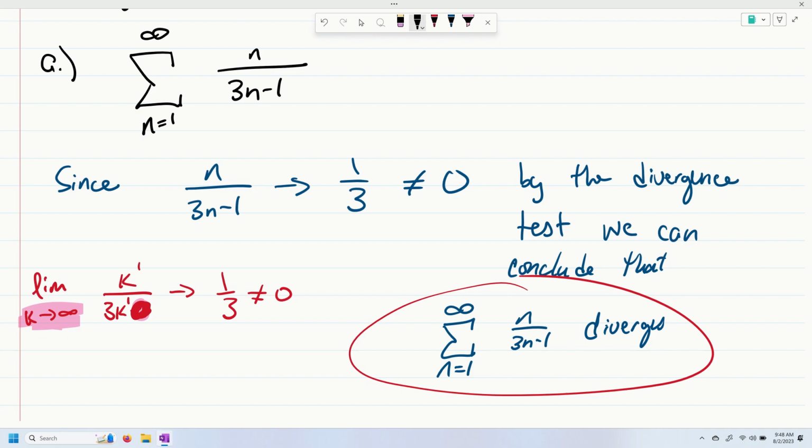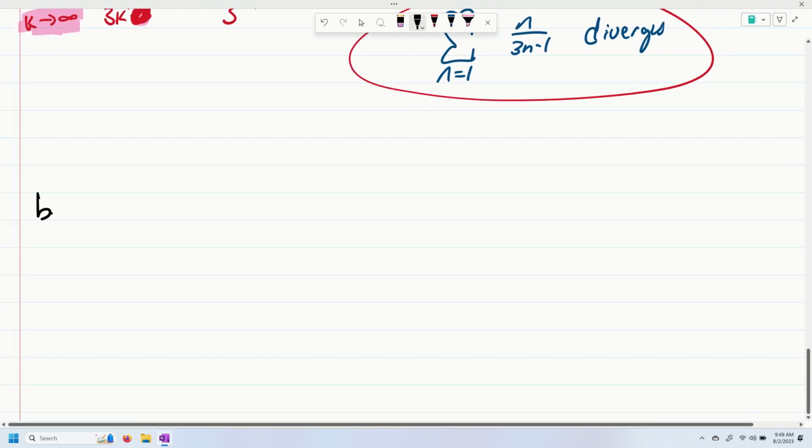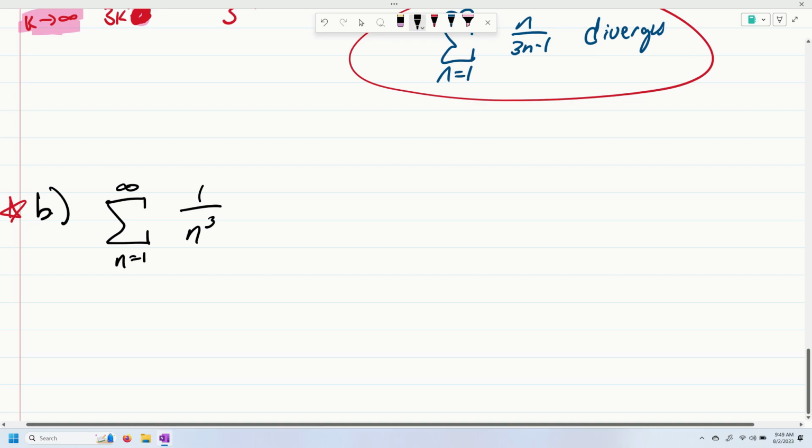The issue becomes, what if it does converge? Well, then you need another test. And that's where all the other stuff comes in. Let's look at another problem here. How about the summation n equals 1 to infinity of 1 over n cubed. This is a very special one. You'll see why in a second.